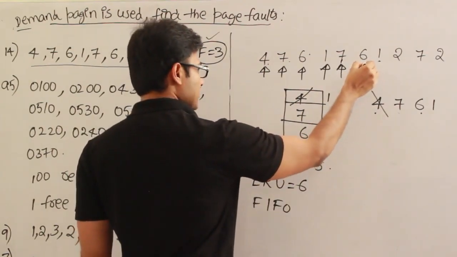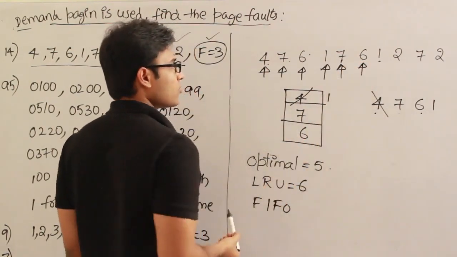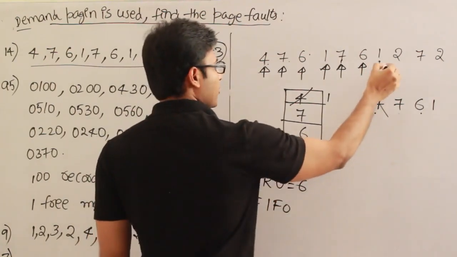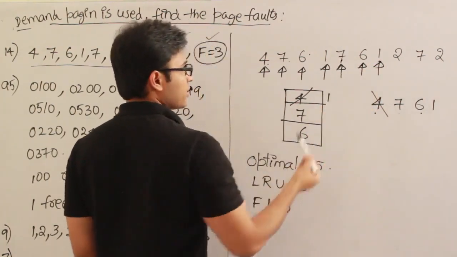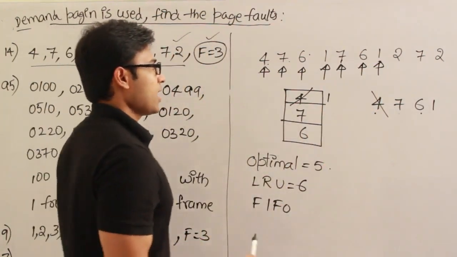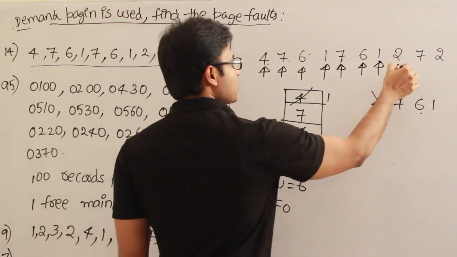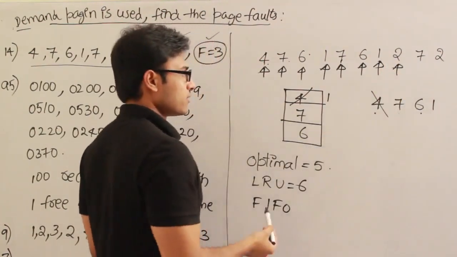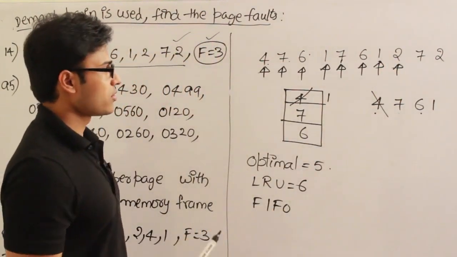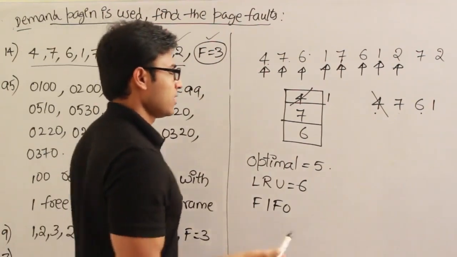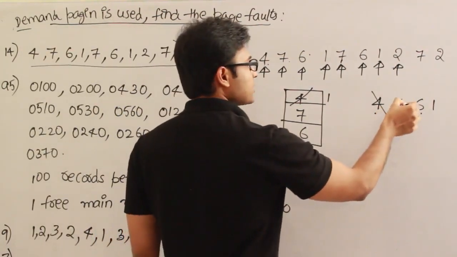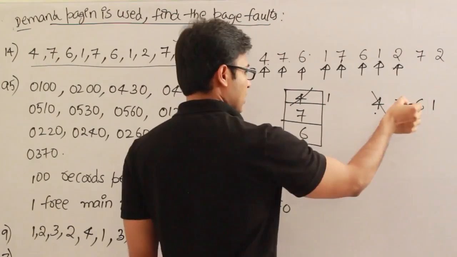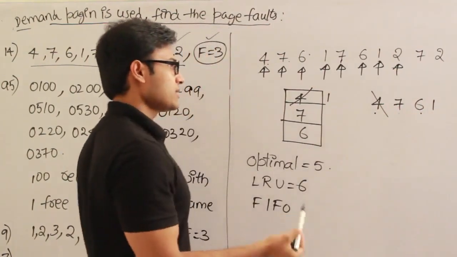What about the next one? 6. 6 is already there, therefore no replacement is required. And what about next? 1. 1 is already there, therefore no replacement is required. And what is the next one? 2. 2 is not there, so you have to replace. Which one are you going to replace? You are going to replace the first one which has entered, right? So which has entered first? That is 7. In the available ones, 7 has entered first.